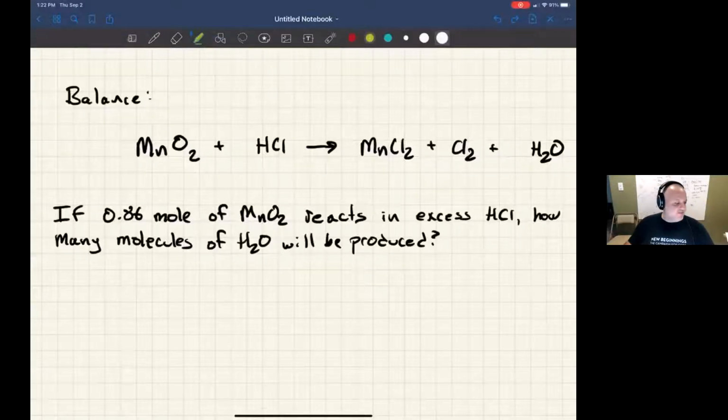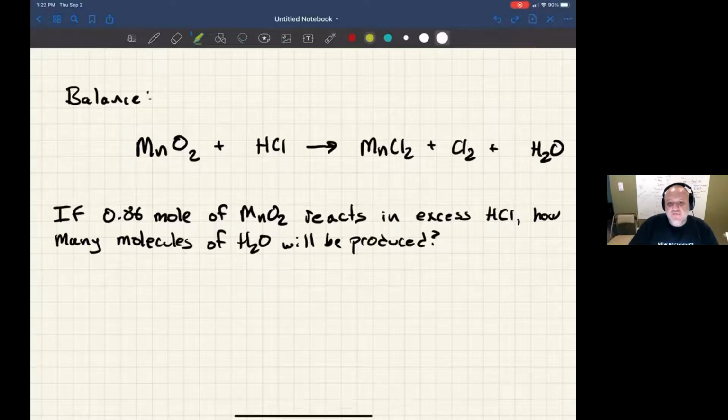All right, I'm going to combine the next two questions. They're really just one question. It starts off with asking you to balance the following chemical equation and then asking you about calculating the number of water molecules produced if a particular amount of manganese 4 oxide reacts. So let's start off with balancing the equation.